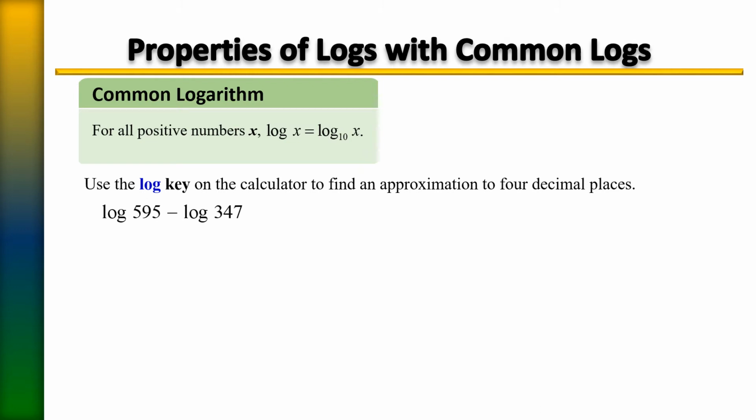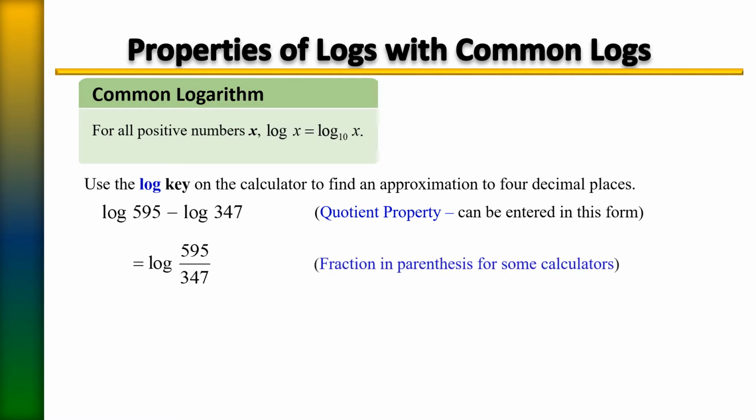But you could also just use your log key and just put log 595 minus log 347 and hit enter. Whichever way you like to calculate it, that would be fine, whether you want to calculate it in fraction form or whether you prefer to just calculate it as it is in subtraction. You'll get the same answer. So what you should get, rounding it to 4 decimal places, is 0.232.